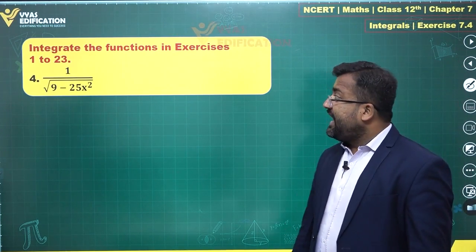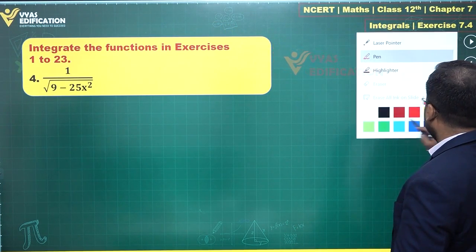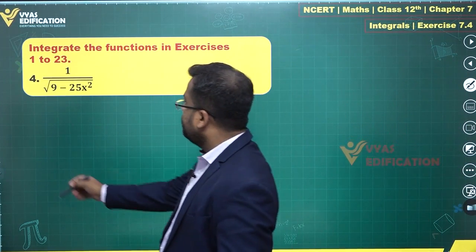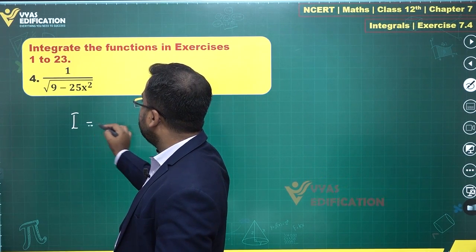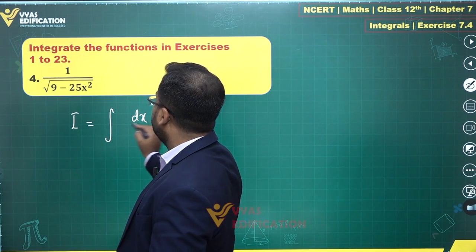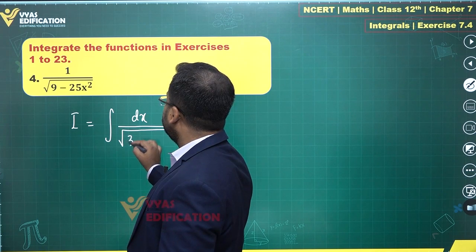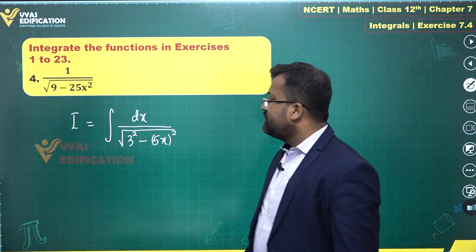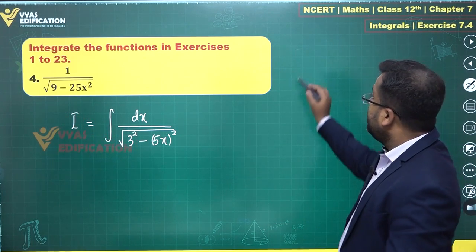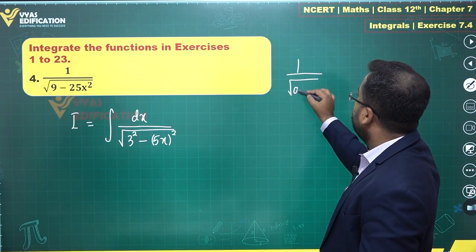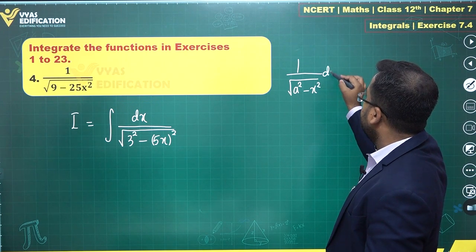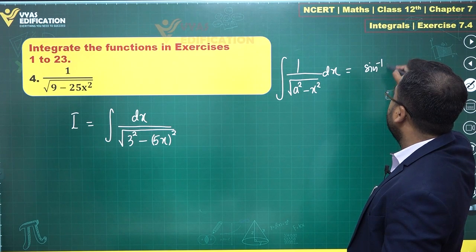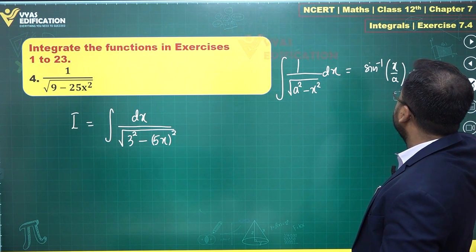In the 4th question we have 9 minus 25x square, okay, and this one will convert in terms of sine inverse, right? This is a square minus x square, okay. So I is equal to integral of dx upon under root of, this is 3 square minus 5x squared. Yes, do you observe this? Yes. And I'll use the result for a square minus x square dx. Integral is equal to sine inverse x by a plus c.